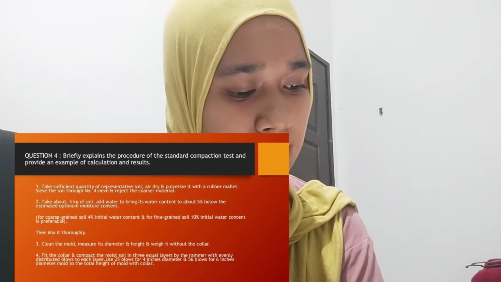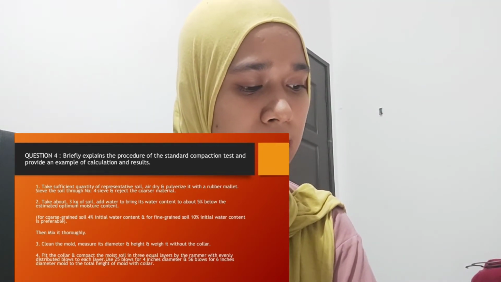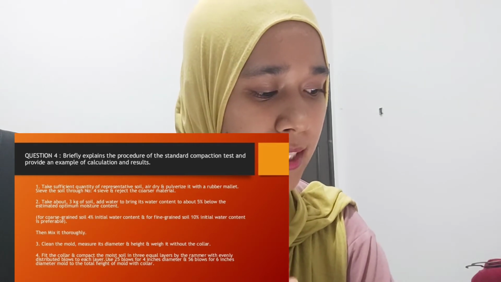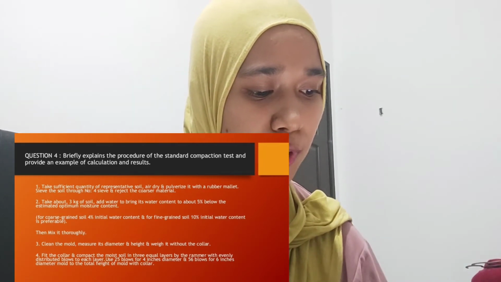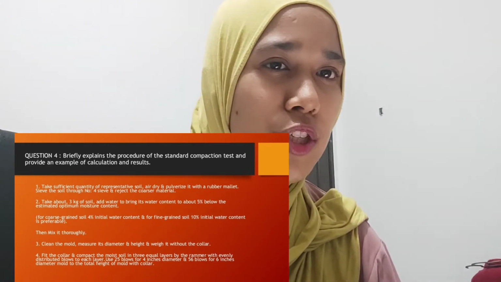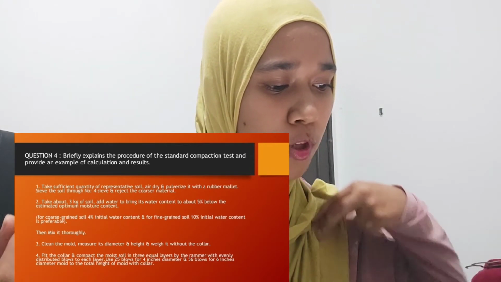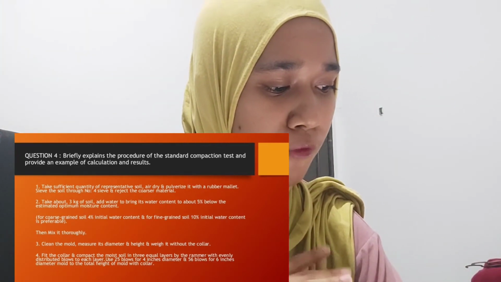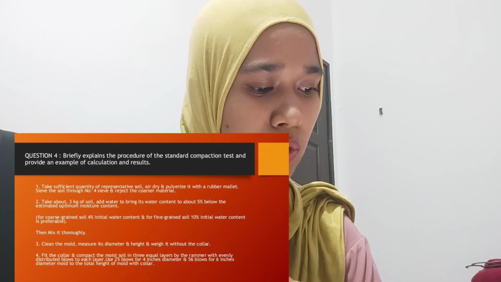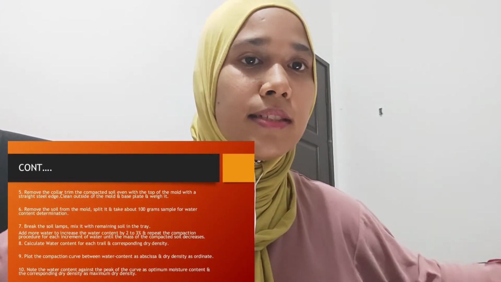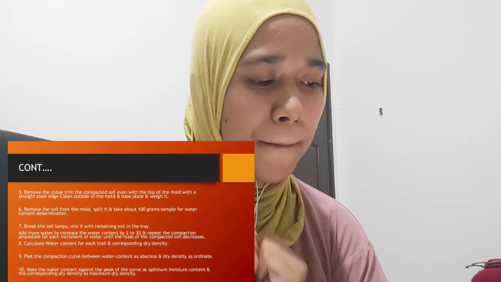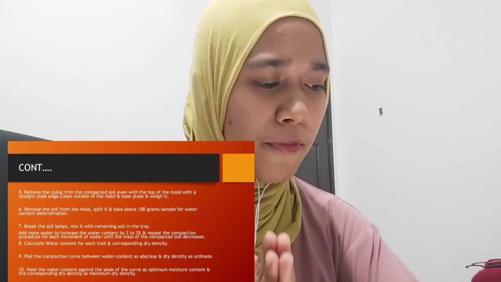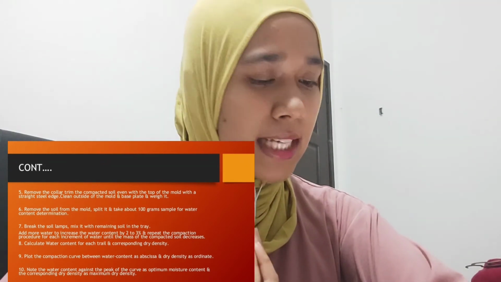Number 4, fit the collar and compact the moist soil in 3 equal layers with the rammer, with evenly distributed blows to each layer. Use 25 blows for a 4 inch diameter and 56 blows for a 6 inch diameter mold, to the total height of the mold with collar. Okay, next, remove the collar and trim the compacted soil even with the top of the mold with a straight steel edge.